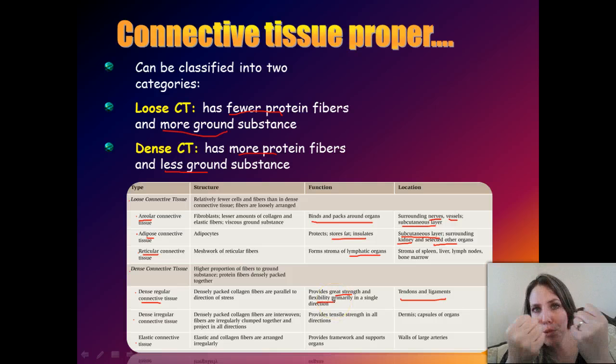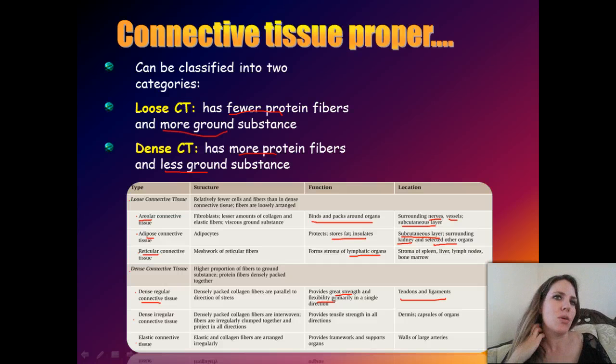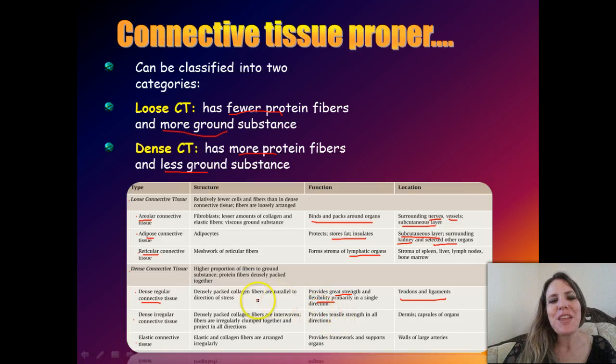So it's not going to break when you go like this. It's stretchy a little bit, and that gives it that tensile strength so that your muscles aren't going to just rip off your bone when you do some activity. So, densely packed collagen fibers.